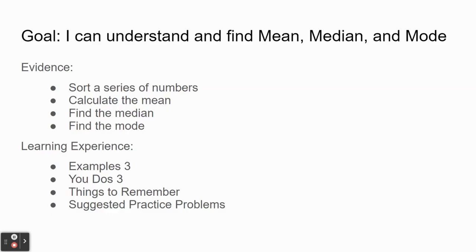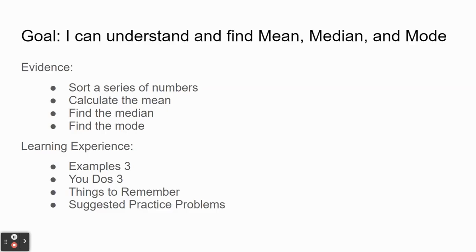Evidence-wise, we are going to sort a series of numbers. That's always going to be your first step. We'll talk about why when we actually get to the median and mode. But then we're going to calculate the mean. Then, as I said, find the median, find the mode. The hardest of the three is definitely the mean because you actually have to do some math rather than just some thinking. So we'll do that first.